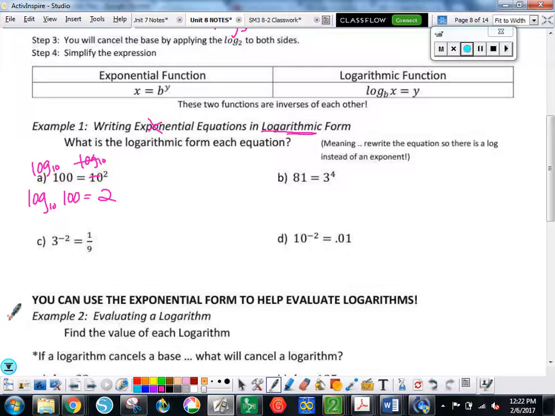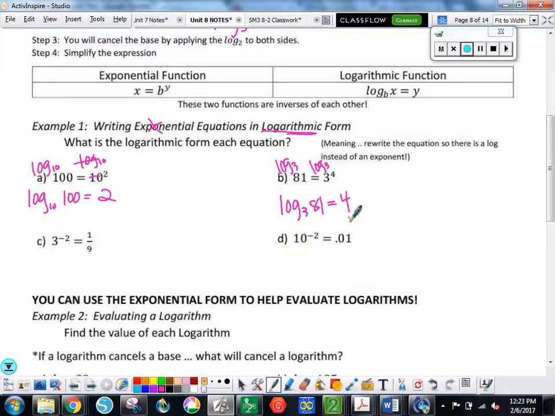Let's do it again, part B. If I want to cancel that 3 down, what do I have to apply to both sides? Good. So log base 3. On the left, we have log base 3 of 81 equals what? 4. Is it true that 3 to the 4th power is 81?